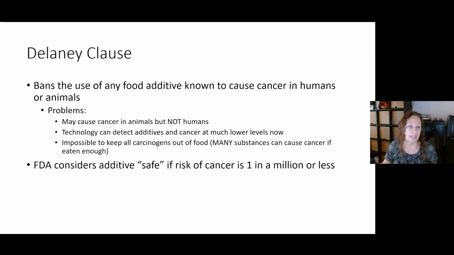So instead of strictly following this clause, we have to be more reasonable about it. And so the FDA considers an additive safe if the risk of cancer is 1 in a million or less. And that's more reasonable than very strictly following this clause.